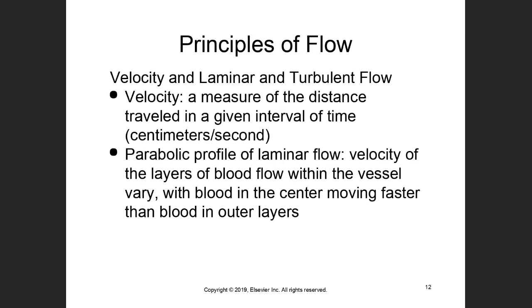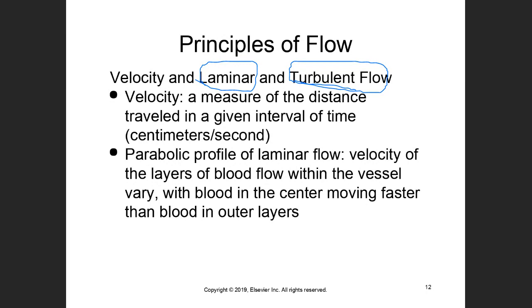Principles of flow: we have velocity, and laminar and turbulent flow. Remember that laminar is the normal blood flow. Turbulence is when you have, for example, an obstruction. When you inflate the cuff and put the stethoscope, you could see that the artery is going to be occluded. There is no blood running. When you release the pressure in the cuff, the blood starts running and produces the turbulence.